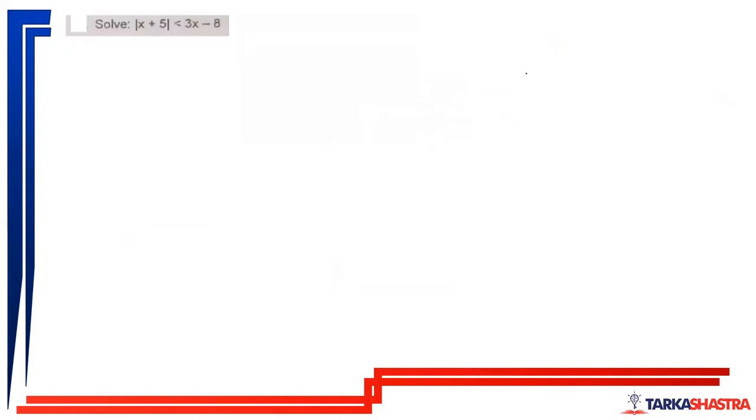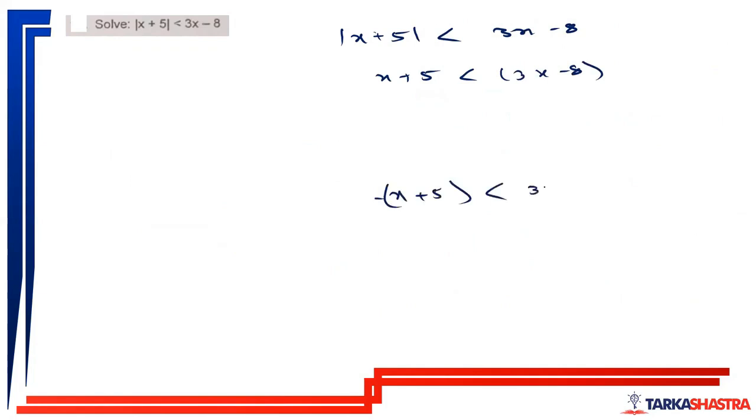Moving forward, we have to solve this. What we have, mod of x plus 5 should be less than 3x minus 8, which is x plus 5 should be less than 3x minus 8, or the other case, minus of x plus 5 should be less than 3x minus 8. So if I take x over here, I'll have only 2x, and minus 8 over here will become 13. So this x is 13 by 2 or 6.5.